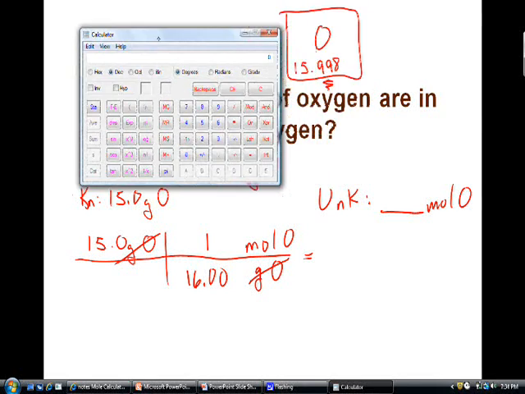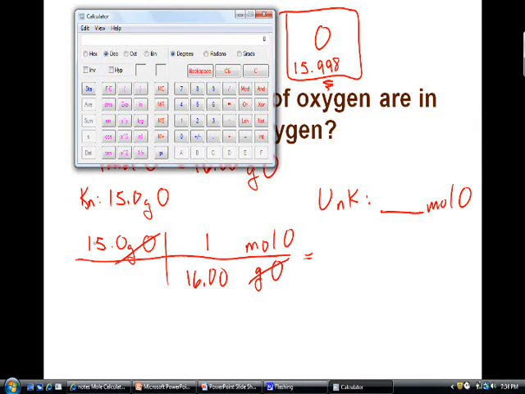Now it all should be relatively easy. 15 divided by 16 we know is going to be a little bit less than 1. 15 divided by 16 equals, there it is, a little bit less than 1. We're going to take this to 3 significant digits because that's what we have in our problem. So we're going to round here to 0.938.